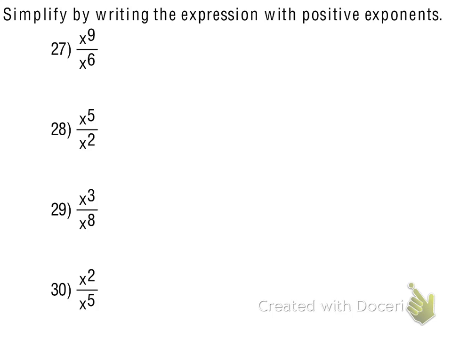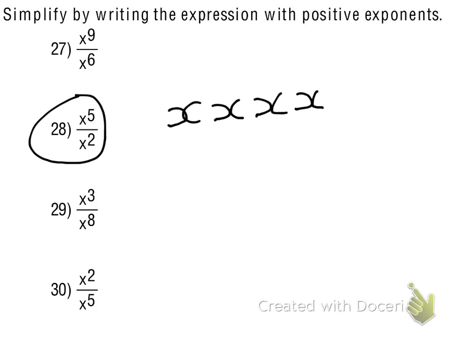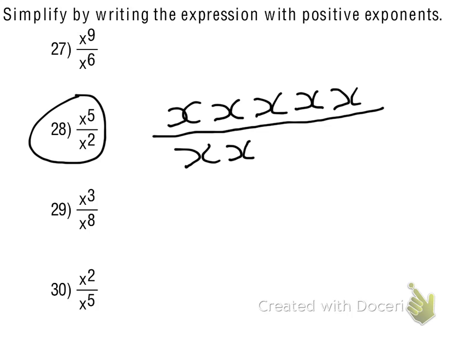I'll use x, that's easy to do. Right. X, x, x, x, x. There's x to the 5, 5 of them all in a row. x, x. There's x squared. Okay, 2 in a row.